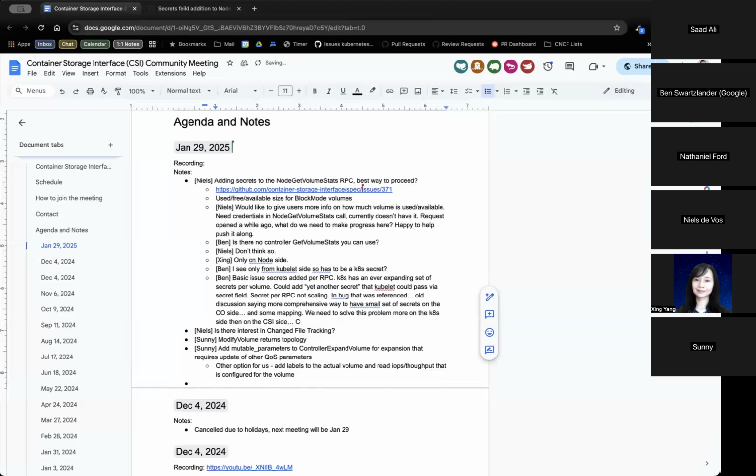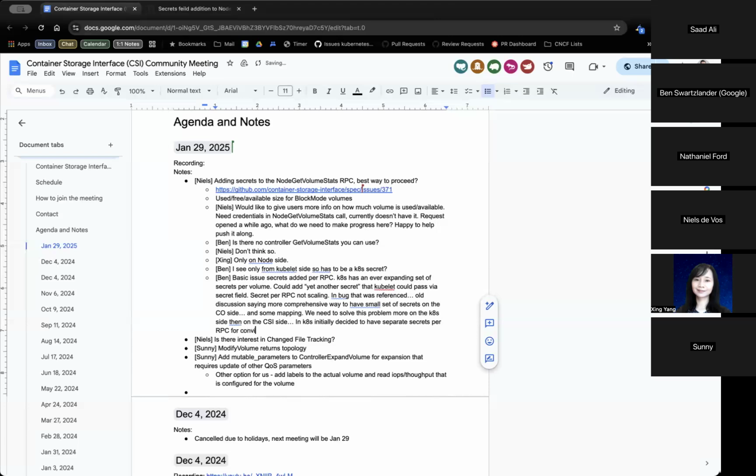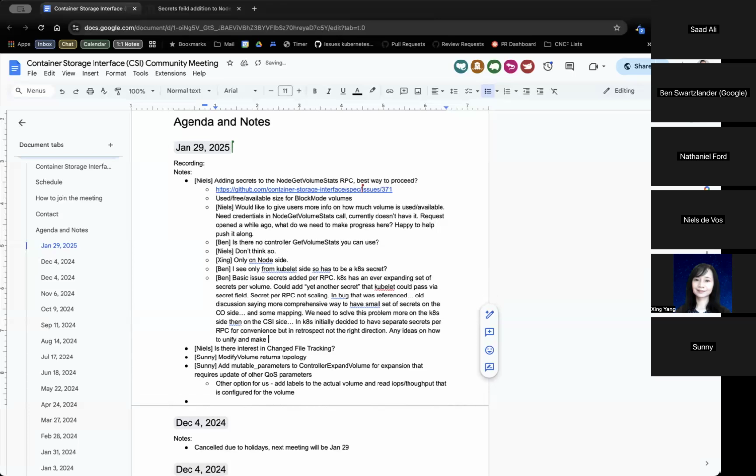In Kubernetes, we initially decided to have separate secrets per RPC because I guess that was convenient. But I think in retrospect, that was the wrong decision. And we don't have any good guidance on the CSI side on how to improve this. So I'll stop talking and see if anyone has any ideas to try to unify this and make it better, or are we sort of at square one?